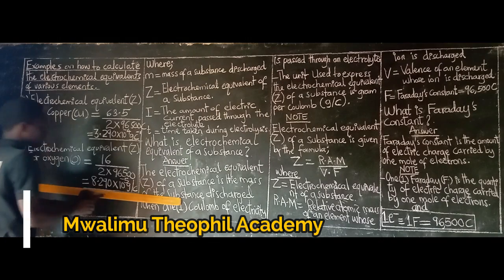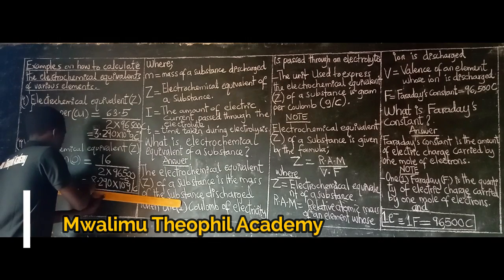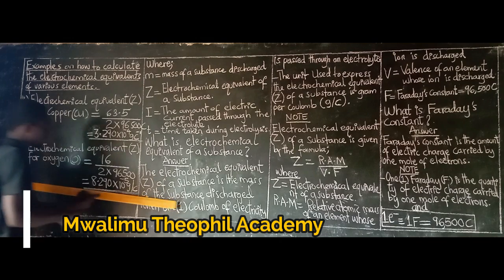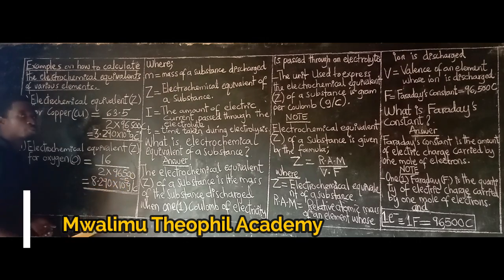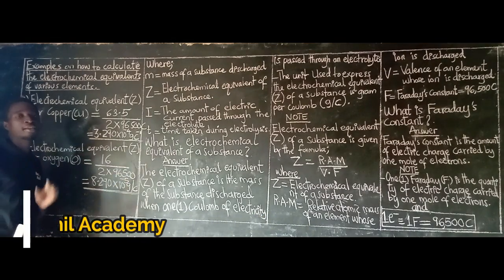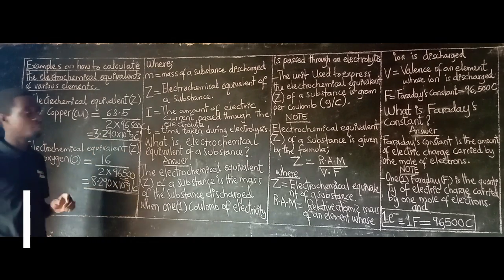So whenever you are asked to find the electrochemical equivalent of oxygen, you have to know that it is 8.290 times 10 raised to negative 5 gram per coulomb. So this is the way we can find the electrochemical equivalent of any element concerned.